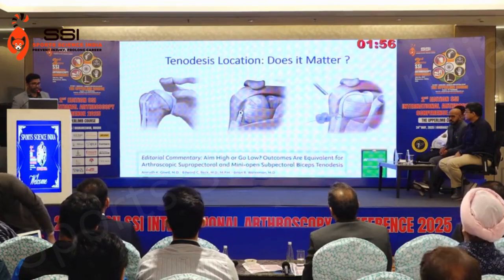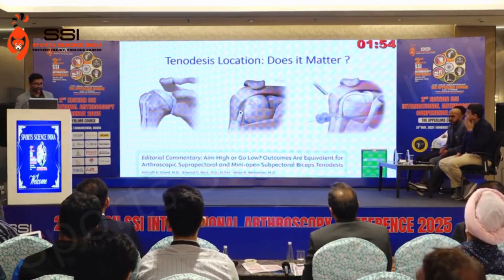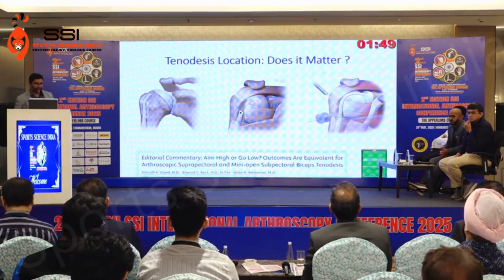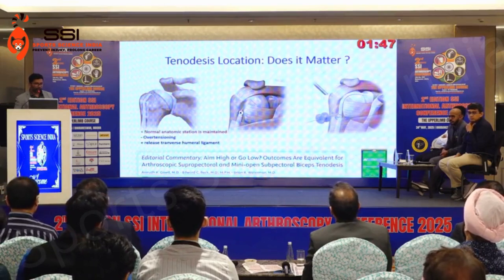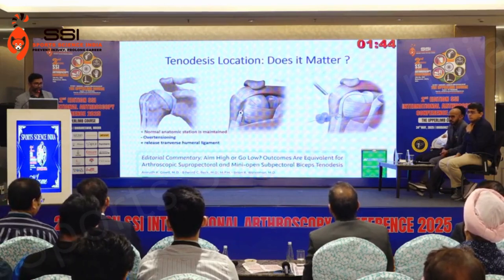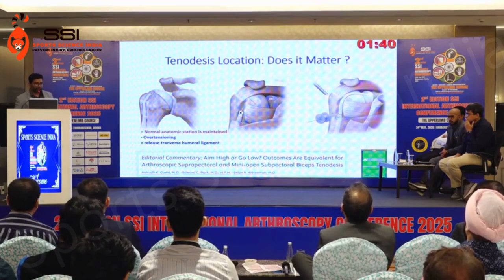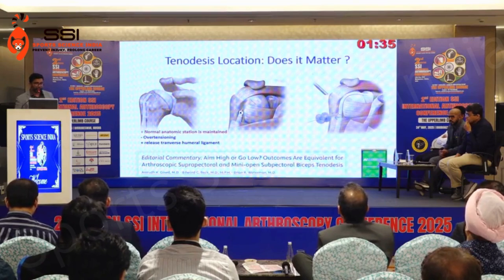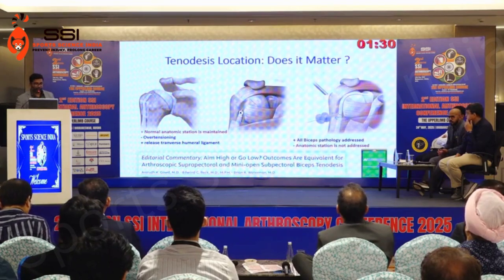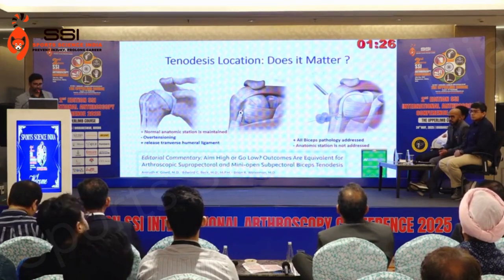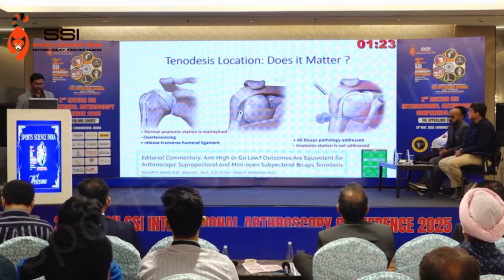Now the next question is, does the tenodesis location matter? Like we discussed, there are zone 1, zone 2, and zone 3. In zones 1 and 2, you can have the anatomical position of the fixation. The only problem is when you use an interference screw, there is a risk of over-tensioning. In zone 2, you release the transverse humeral ligament, and sometimes you can address the hidden pathologies of the biceps. In zone 3, all the biceps pathology can be addressed, especially the muscular tendinous synovitis, but the problem is that the anatomic station is not addressed.